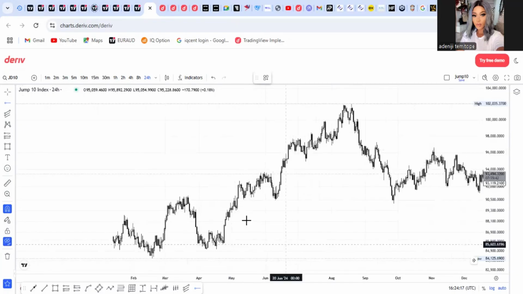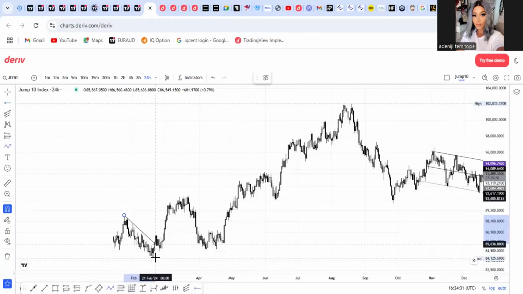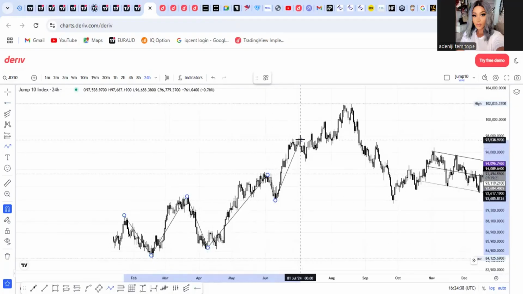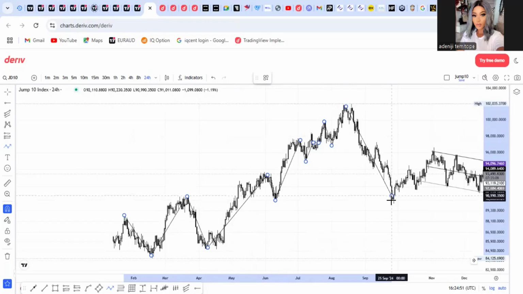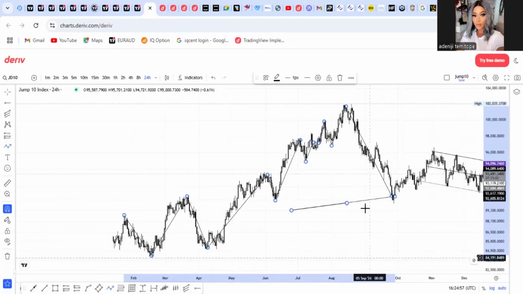Price is making fractal movement of higher highs and higher lows. Okay, now when price is making fractal movement of higher highs and higher lows, it simply means that price is respecting all of these bullish PD arrays. The high, the low, higher high, higher low, higher highs, higher lows. Then we now see price making this very deep retracement.